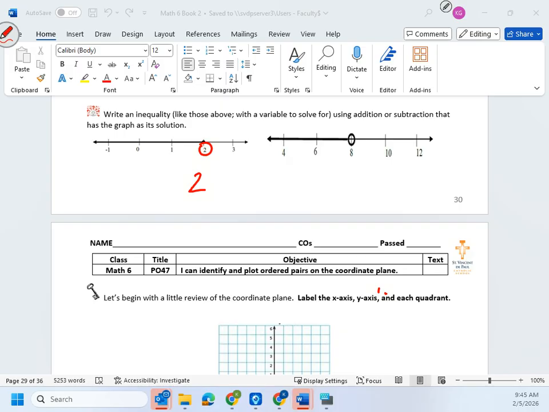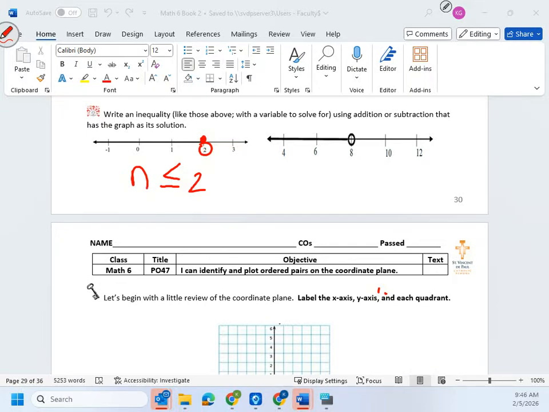Look at this. There is a closed circle. So I know there's going to be that equal sign. My arrow is pointing to the left. So I want all those numbers less than 2. So n is less than or equal to 2.